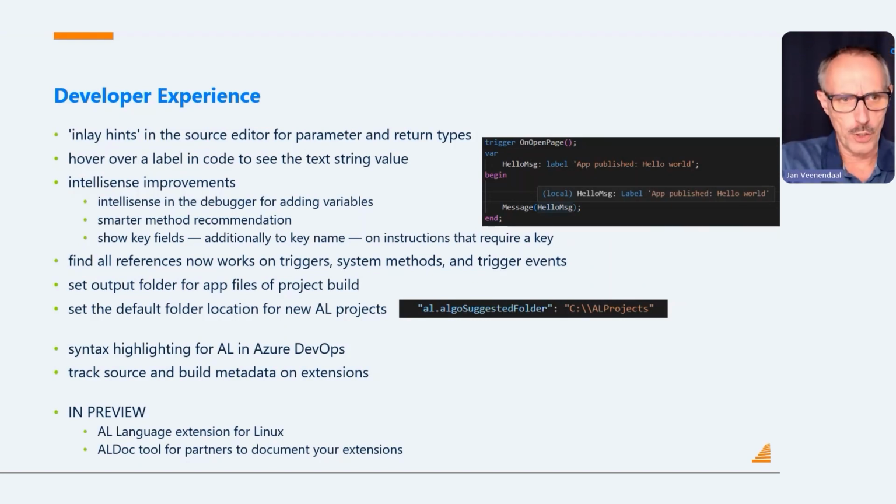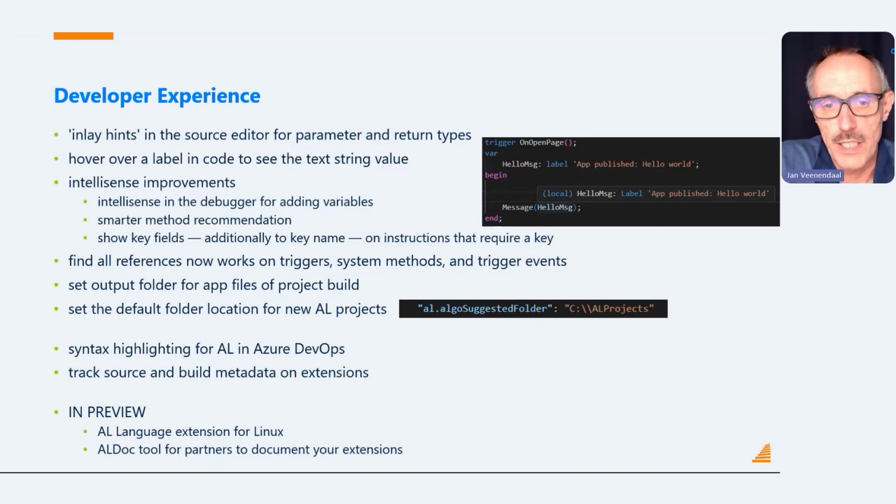Then in Visual Studio Code, there's two settings that control the folders that are used. There's an extra setting that defines where your app file is placed when you do a build of your project. So it's not automatically in the root of your project, but you can define a folder now.